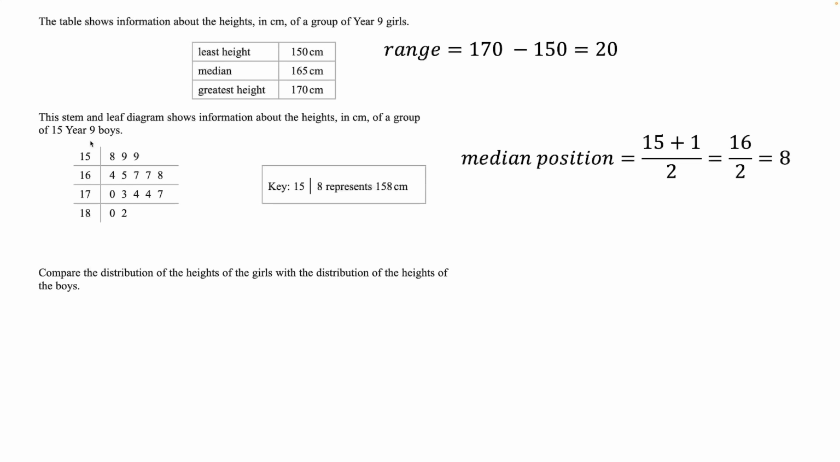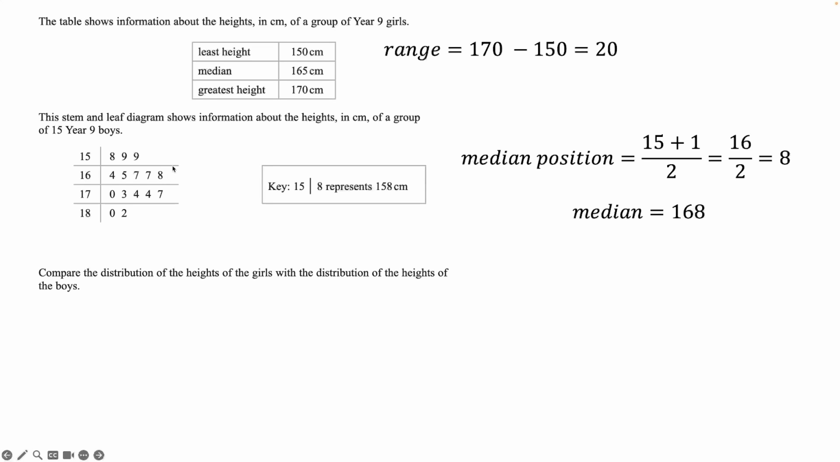To do that, we simply take 15, which is the amount that we have, add 1 and divide it by 2. So that's going to be 15 plus 1 over 2, which is 16 over 2, which is equal to 8. So let's find the 8th item. 1, 2, 3, 4, 5, 6, 7, 8. So the median is 168.